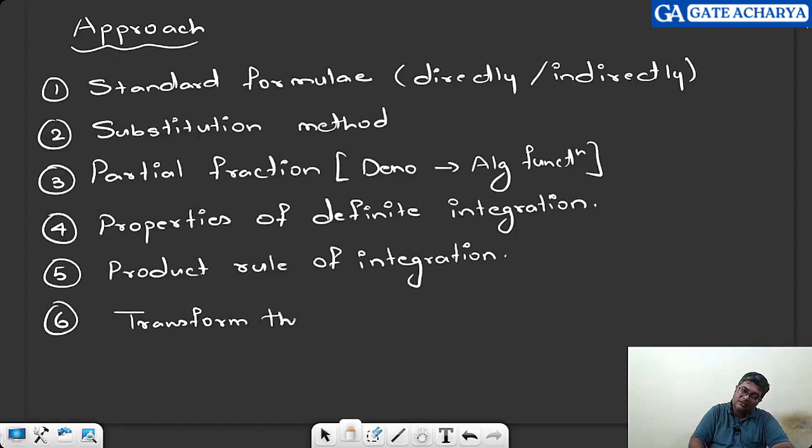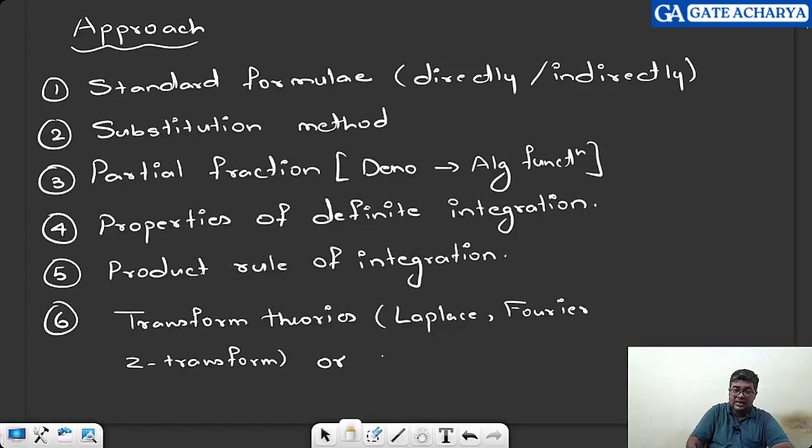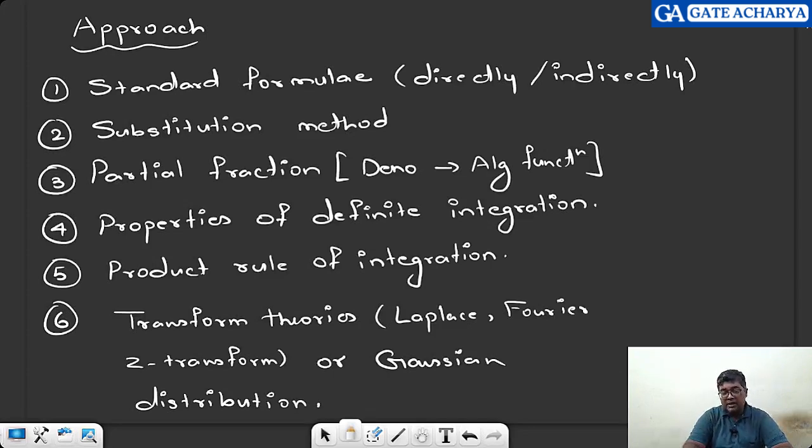Transform theories. A lot of transform theories. The famous ones are Laplace, Fourier, then Z transforms. Okay, transform theories or standard or Gaussian distributions. Gaussian distribution comes in your probability topic. We sometimes also call this a normal distribution. Sometimes in GATE questions, some integration problem related to Gaussian distribution has been asked. So these transform theories or Gaussian distribution can help us in solving the question.